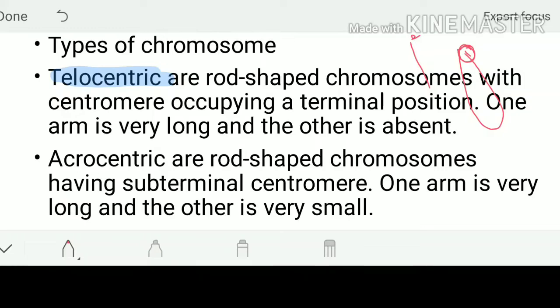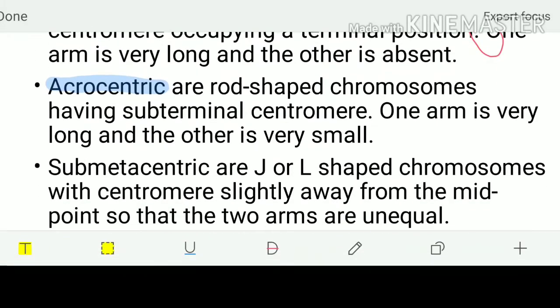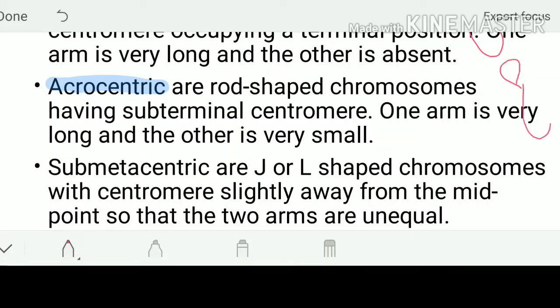Okay, done. Now the second one, acrocentric. They are rod-shaped chromosomes having a subterminal centromere. One arm is very long and the other is very small. Here the shape of the chromosome is something like this. You have your centromere here and the shape will be this. So again, acrocentric chromosomes are rod-shaped with a subterminal centromere, which is not in the center. One arm is very long and the other is very small.